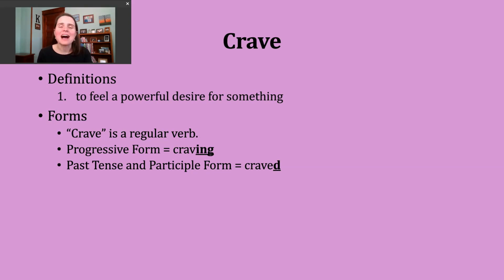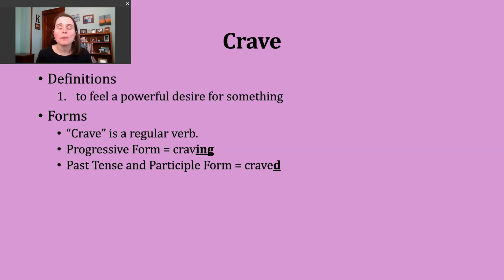Now, this verb can extend beyond food, but again, the idea here is that there is a very strong desire. And some people might interpret that as both a want and a need for something. For now, you should know that crave is a regular verb. To make the progressive form of this verb, what you're going to do is drop the E because we have a vowel consonant E word before we add ing. That forms craving. The past tense and participle form of this verb can be made by just adding D since this verb already ends in an E.